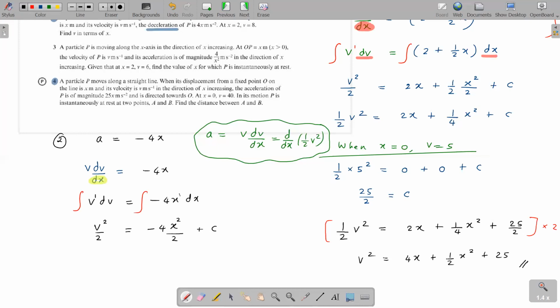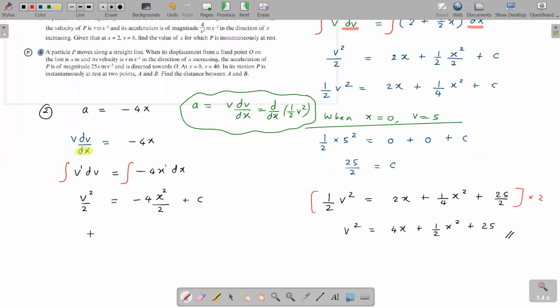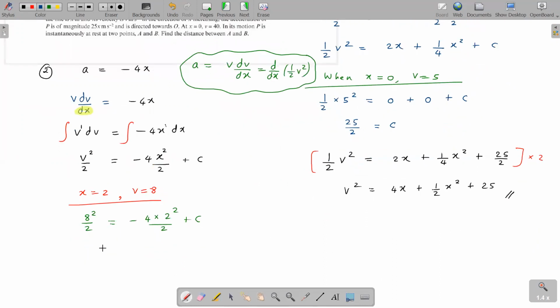And now to find plus c, actually they have given you some boundary conditions. What is it? When x is 2, v is 8. So x equals 2, v equals 8. Let's put those values. So 8 square over 2 equals minus 4 into x is 2, right? 2 square over 2 plus c. 8 square is 64. 64 divided by 2 is 32. Minus 4 into 2 square divided by 2. That gives me minus 8 plus c. How much is c then? 32 plus 8 is 40.